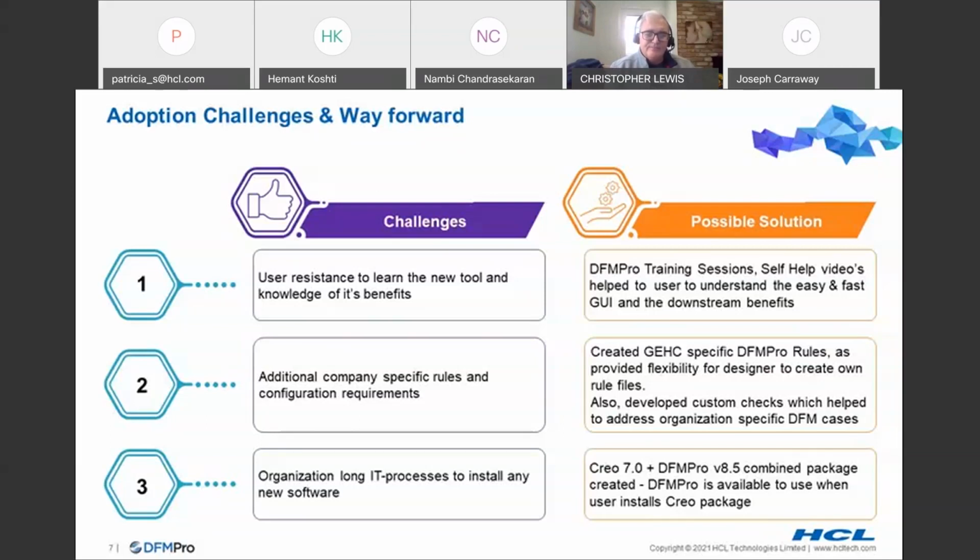So we wanted to combine. We always want to combine. So we're not distributing DFMPro. We're distributing Creo. Creo Parametric is our CAD system. So we don't distribute DFMPro as such. We wanted to distribute Creo 7, and then DFMPro is just considered part of Creo. That's how we wanted it to feel. So that was our suggested strategy.